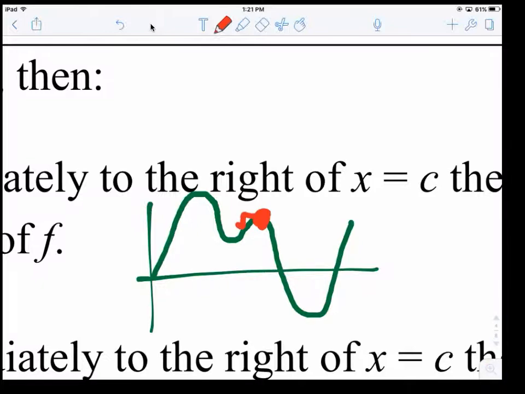So if you look, this would be the max, or absolute max, right? This is a relative max, right? So it's not the highest of all of them, but it is the highest immediately to the left and to the right. You can have multiple relatives and just one absolute max and min, yes.